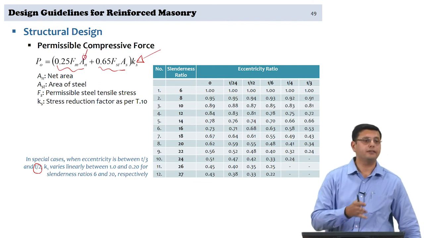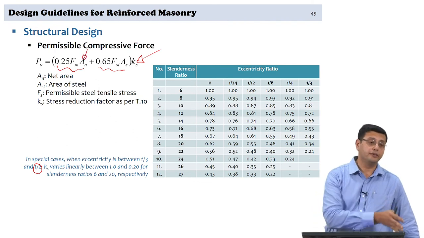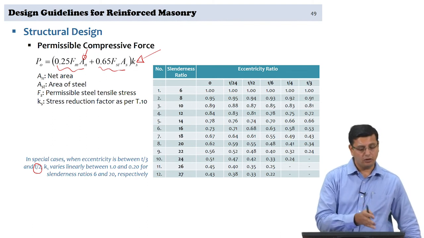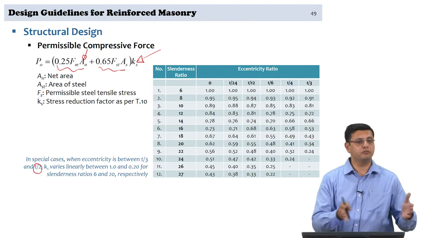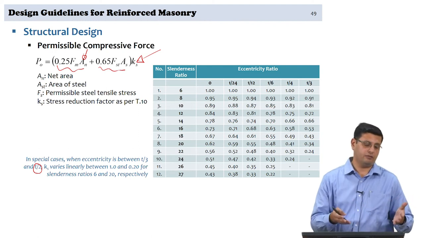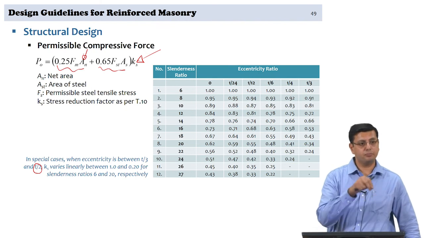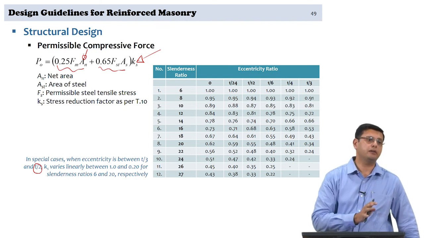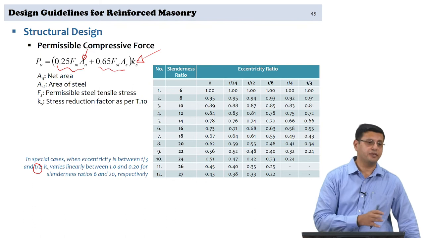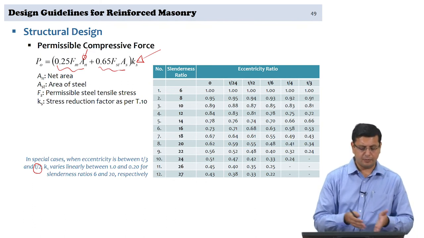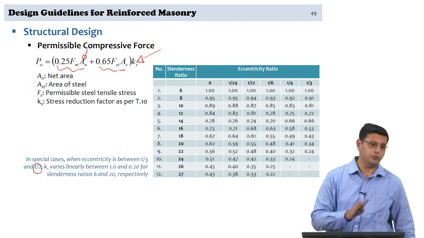Depending on whether you have an ungrouted wall, a grouted wall or a partially grouted wall, you are actually using the portion which is the masonry cross section unit plus the grout as being the part which resists the compression. That is the left hand side, that is 1/2 of this expression, and the other half is just the steel. So, you account for the presence of the grout when you are making this estimate.